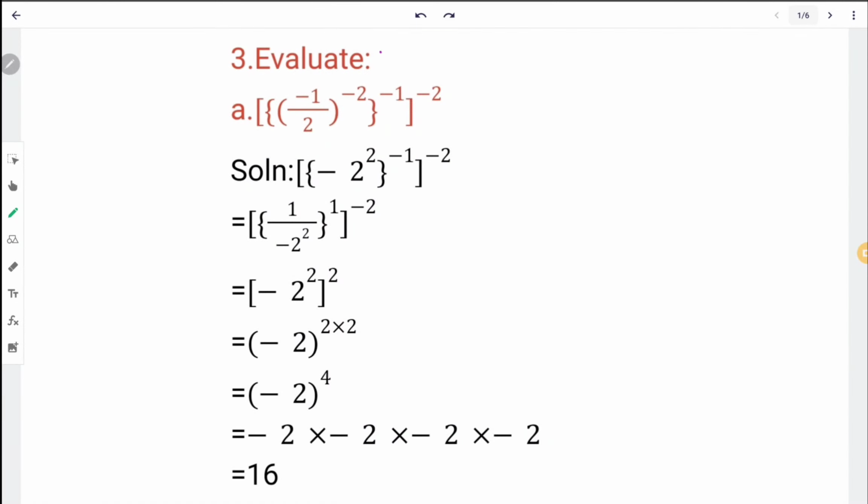Continue with question number 3. Evaluate. Have a look at the first question A. You can see that we have 3 brackets here, right? The first, the second, and the third. So we'll solve one after the other. So let's deal with the first bracket for now.